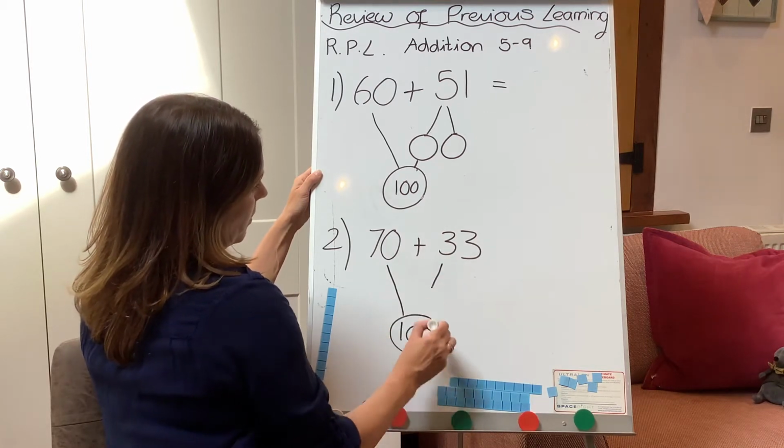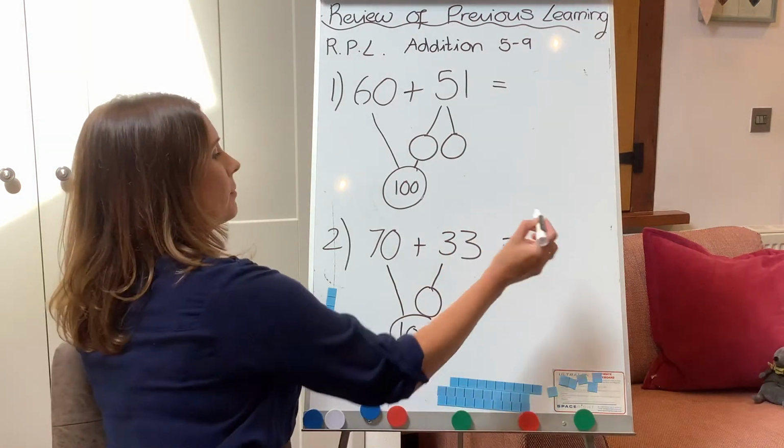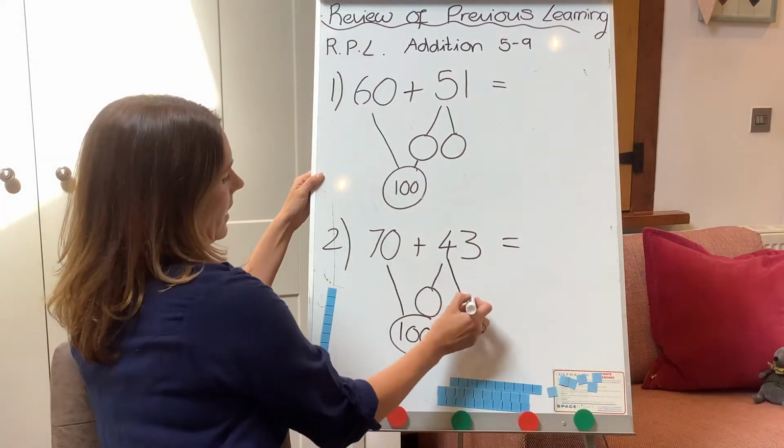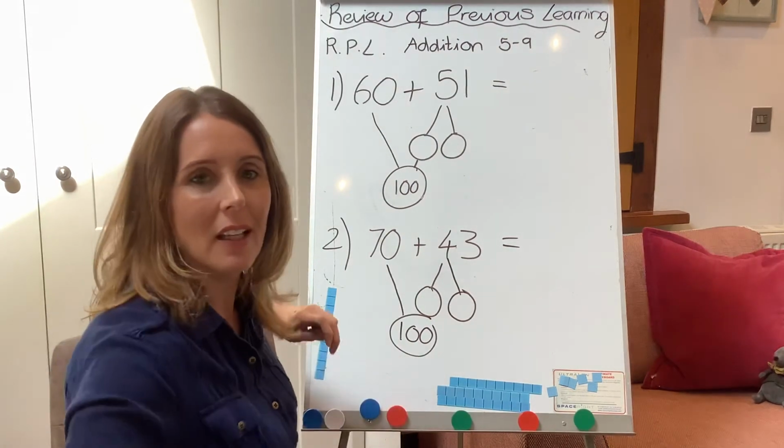Can you make it into 100? Or you can split that into? Okay. Let's actually change that. I'm going to make it a bit trickier. 40. There we go. Okay, pause it. Have a go at those ones.